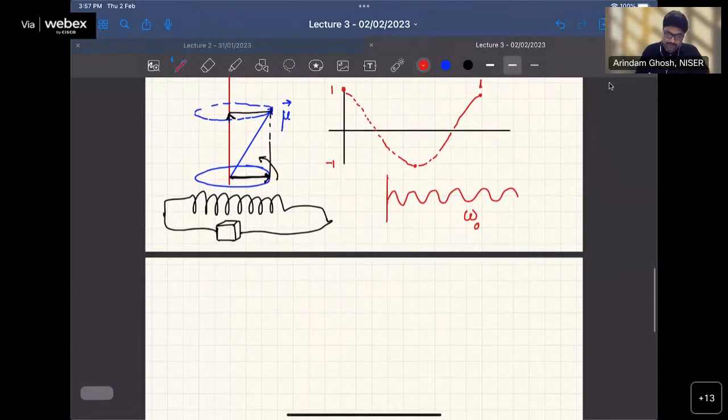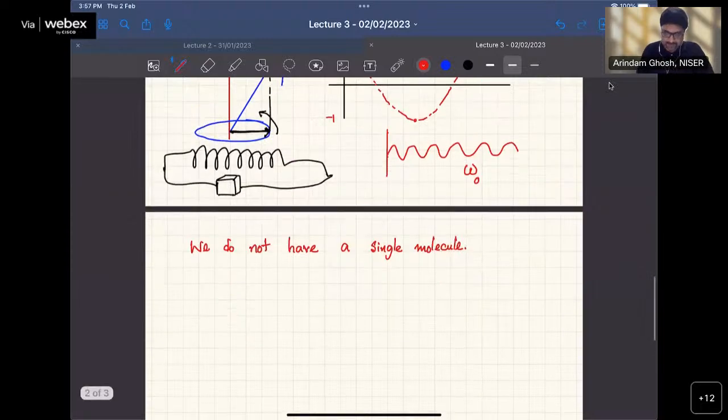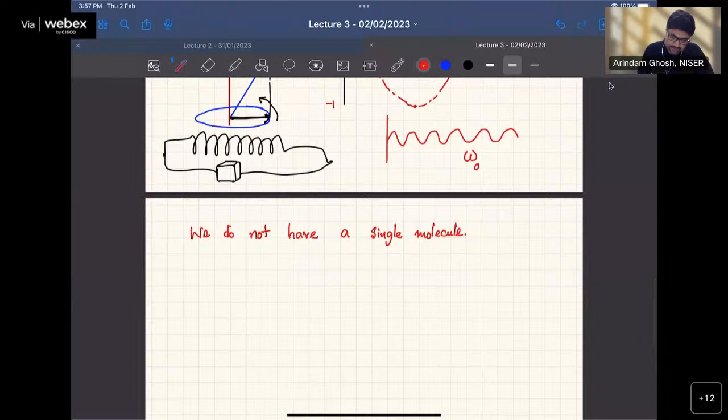The reason is that we do not have a single molecule. This NMR is not a single molecule spectroscopy. So what will happen? Suppose I have copies of this molecule. Let's take any molecule, say CH4. So I have different copies of this particular molecule inside this sample everywhere. And everywhere this H is present, correct? All these H's are present.